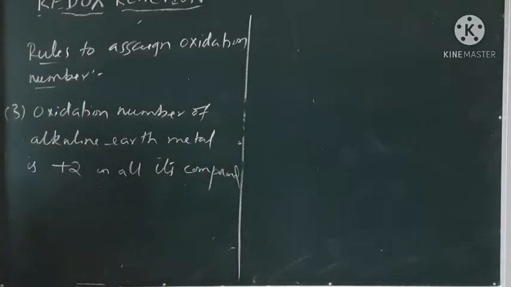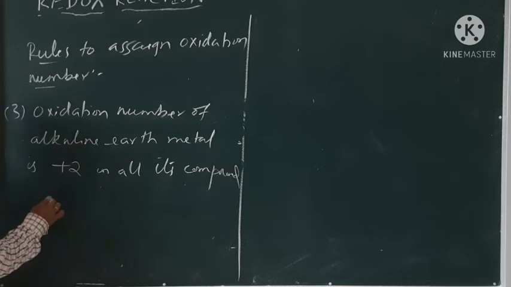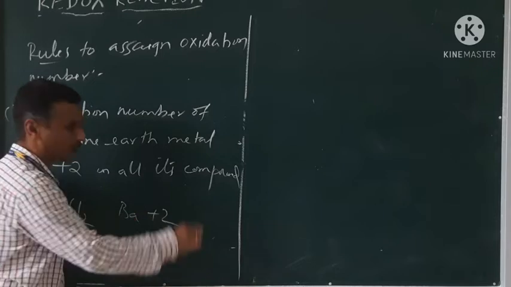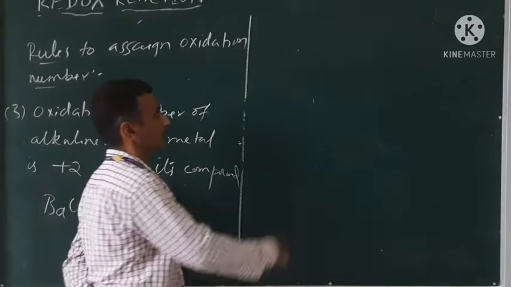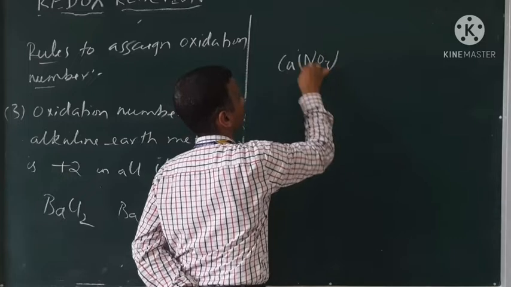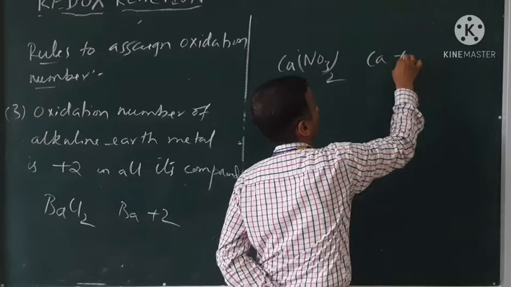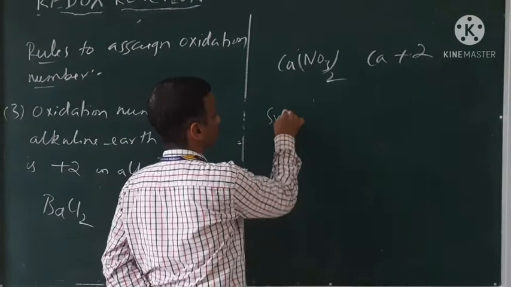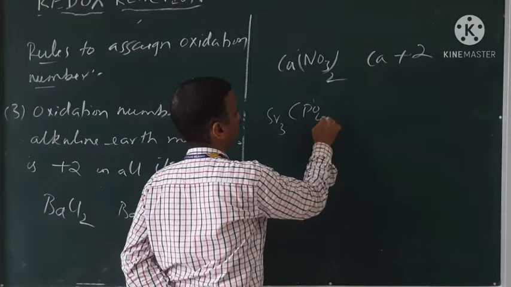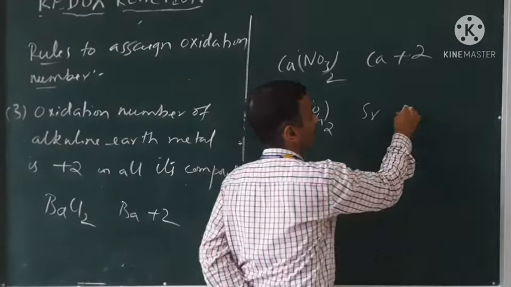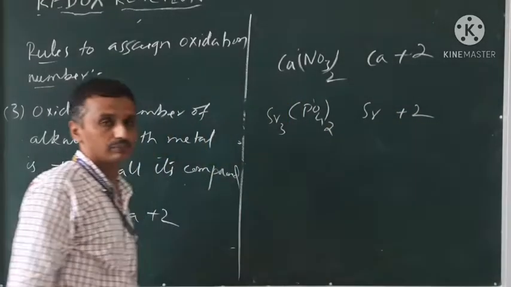In the elemental, this is only. So BaCl2 is a barium. This is alkaline earth metal. Barium is in the plus 2 state only. Or calcium nitrate. Calcium is in the plus 2 state only. Strontium phosphate. Again, all the three strontium are in the plus 2 state only.